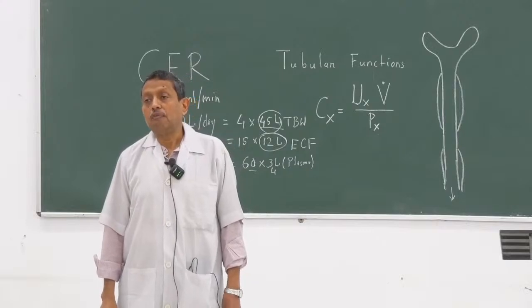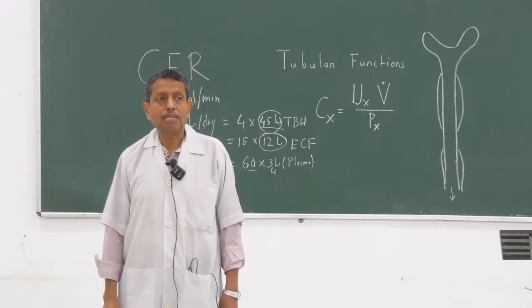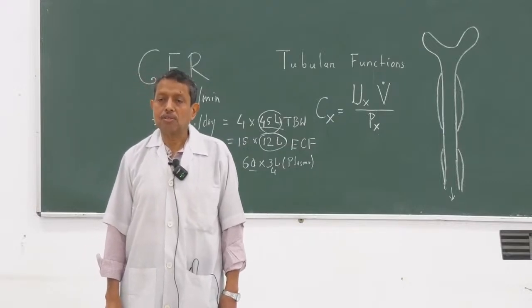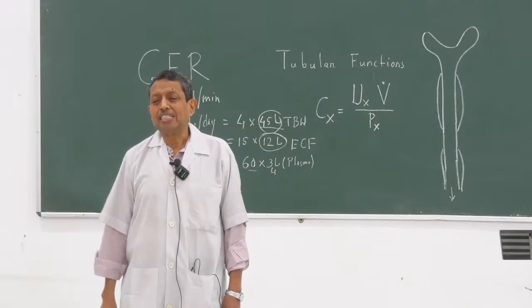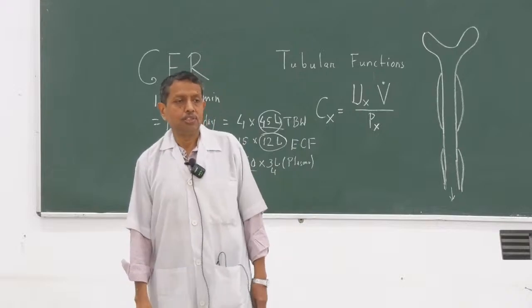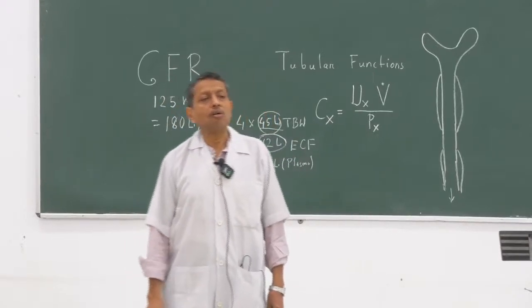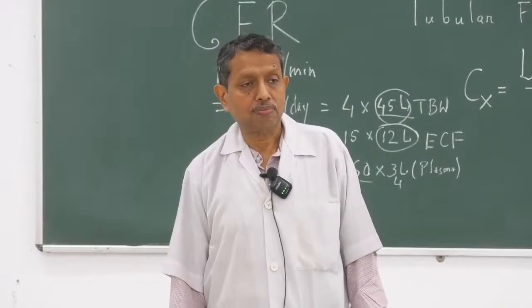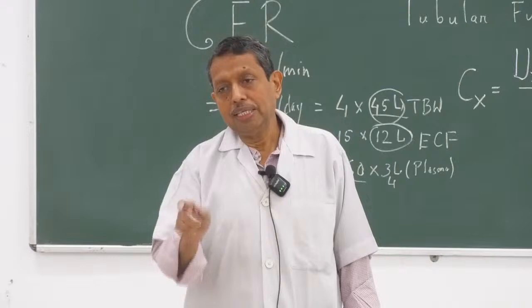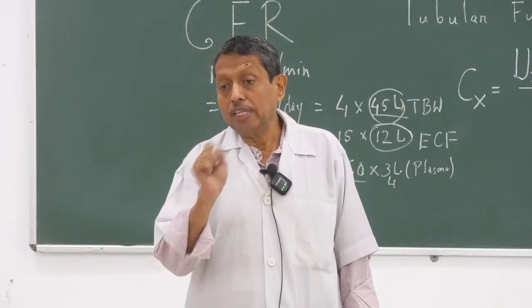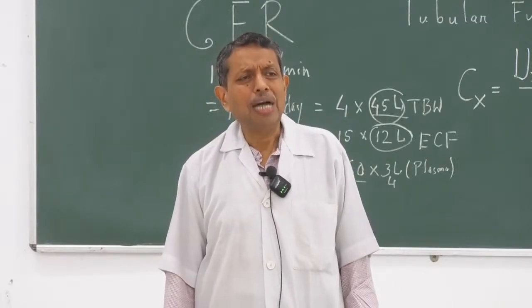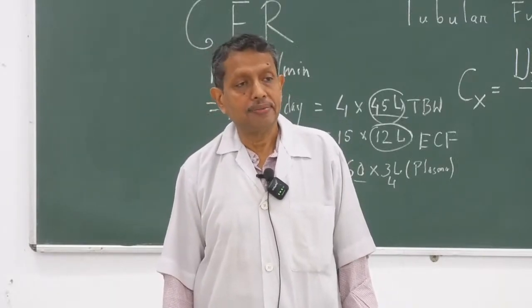Some substances are fully filtered and some substances are partially filtered, and in that condition you consider the filterable fraction. Here, sodium and chloride ion, if you consider, they are fully filtered. Fully filtered means that their concentration in the plasma is equivalent to that present in the fluid in the Bowman's capsule. But some substances are partially filtered.